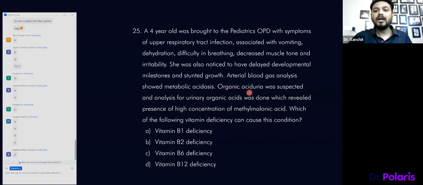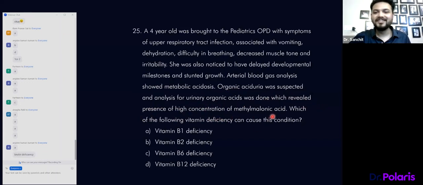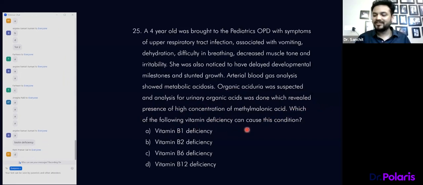Now, organic aciduria was suspected, and analysis for urinary organic acids was done, which revealed presence of high concentration of methylmalonic acid. This is the only line which is present here. Which of the following vitamin deficiencies is likely to cause this condition? Okay, can you tell me what is the right answer?